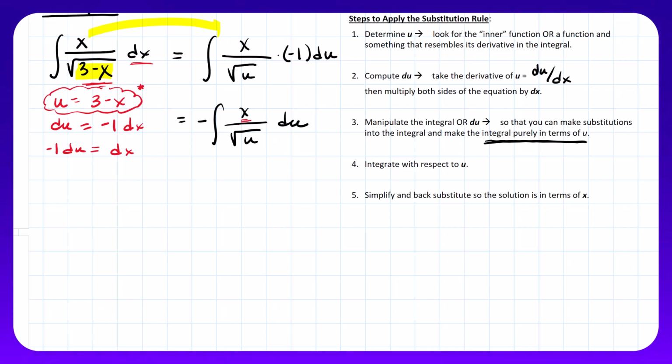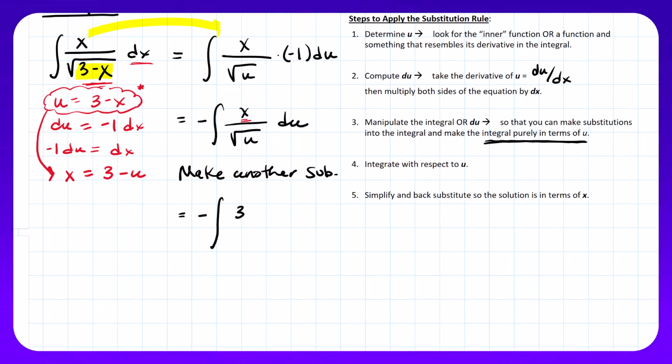And I see right there that if u equals 3 minus x, well then x is equal to 3 minus u, adding the x and subtracting the u. So I can make that substitution, and that gets me somewhere. So now let's make another substitution. So now our integral is going to become negative. The x we're going to replace now with 3 minus u over, I'm going to write that as u to the 1/2 du.